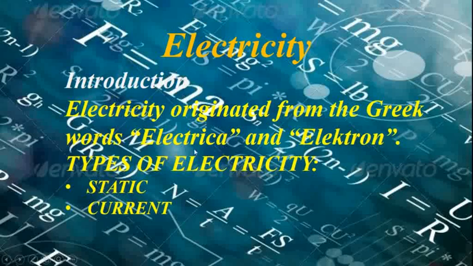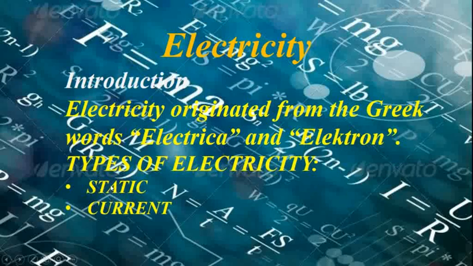Basically there are two types of branches in electricity. One branch is called static electricity and the other branch is called current electricity. So what is static electricity? The electricity that involves charges which are at rest is static electricity, and the charges that are in motion are current electricity. So today we are going to deal with current electricity.